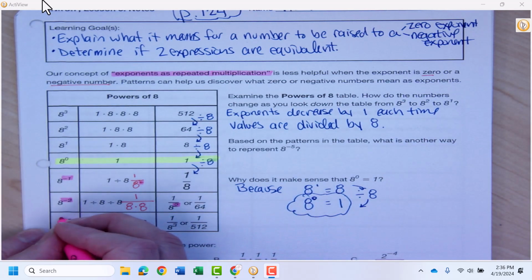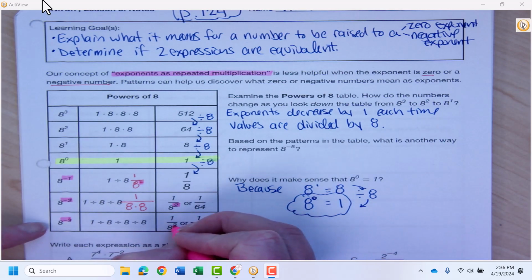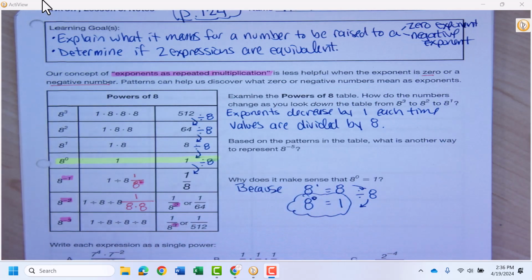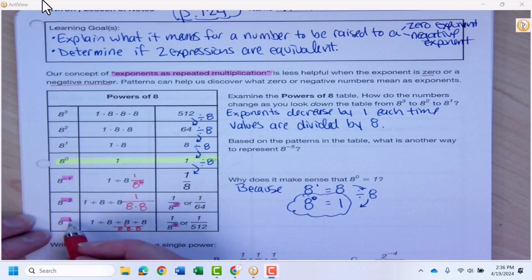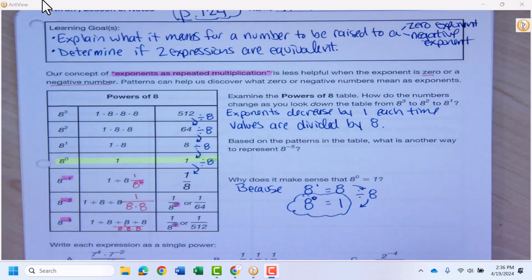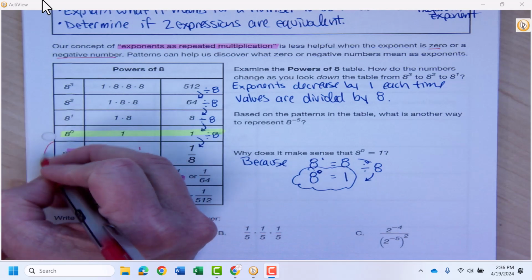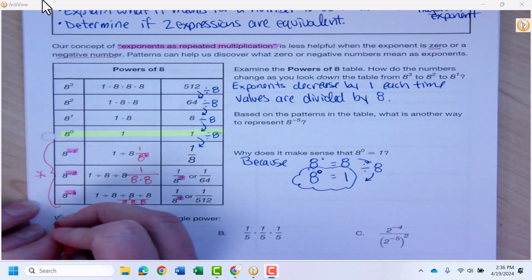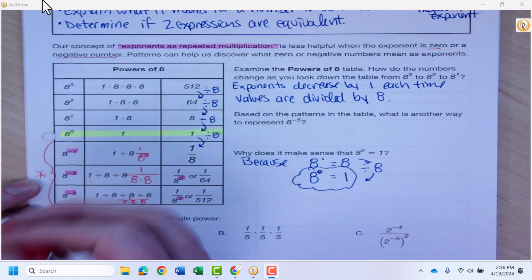8 to the negative 3rd power is the same as 1 over 8 to the positive 3rd power. And the repeated multiplication would look like 1 over, there's 1, 2, 3. There's that repeated multiplication, and that negative just lets me know that I've moved to the denominator. In fact, I'm going to jot that down as something important about negative exponents. Negative exponents show repeated multiplication in the denominator.